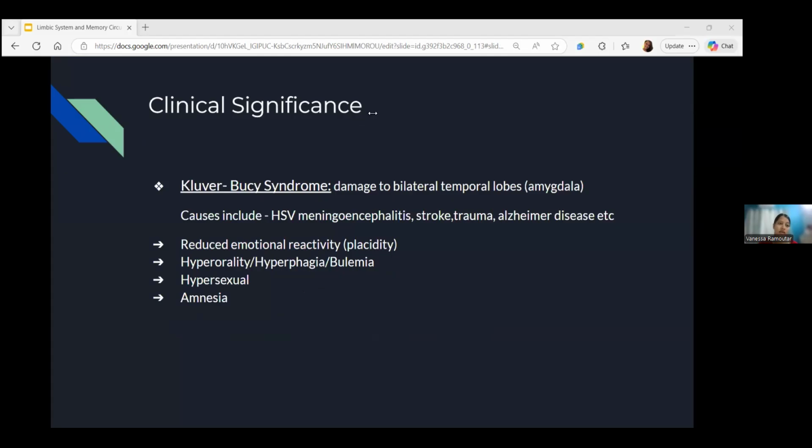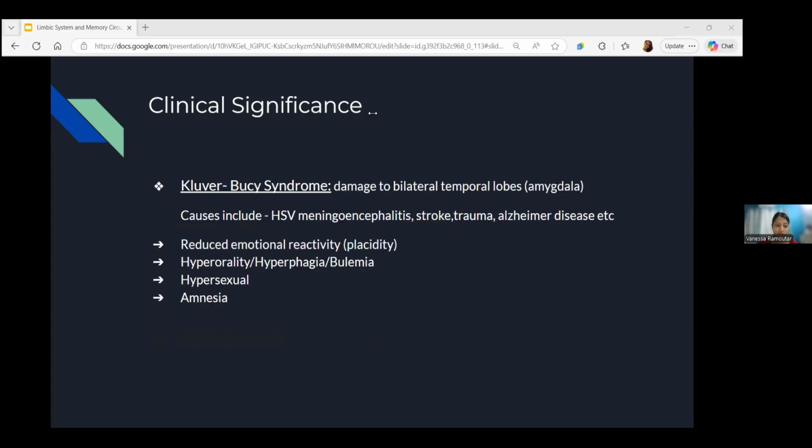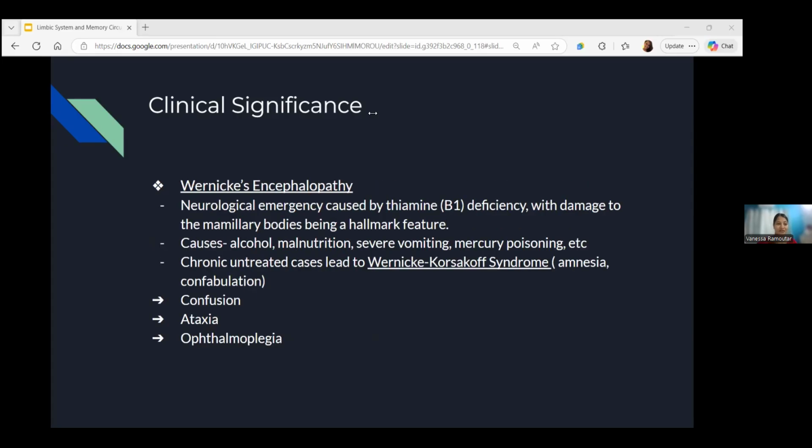So now we'll discuss the clinical significance of the anatomy and functions. So we have Kluver-Bucy syndrome, which refers to damage to bilateral temporal lobes or the amygdala itself. Some causes include meningoencephalitis, particularly HSV, stroke, trauma, and Alzheimer's disease. This results in reduced emotional reactivity, what we call placidity, hyperorality or hyperphagia or even bulimia. The patients can also be hypersexual and can also have amnesia. Amnesia, sorry.